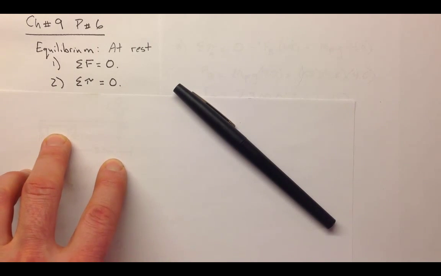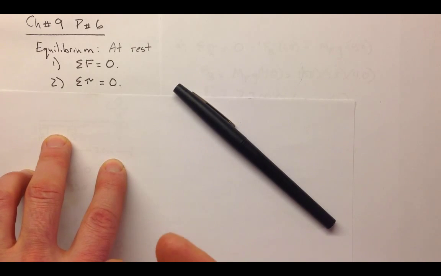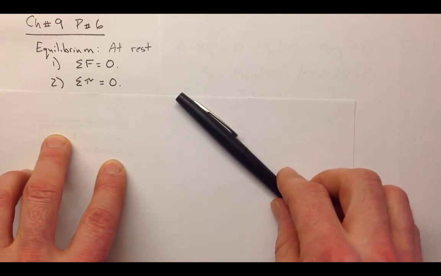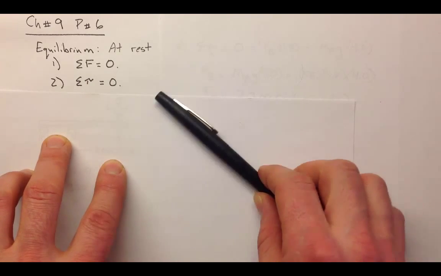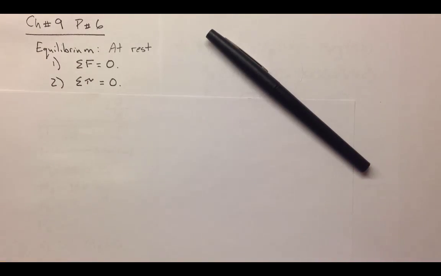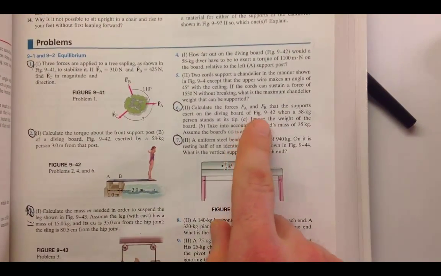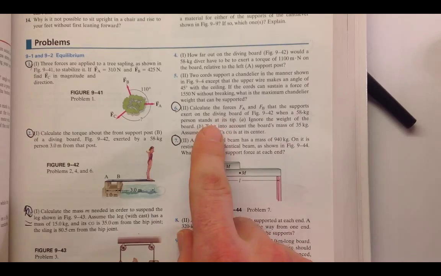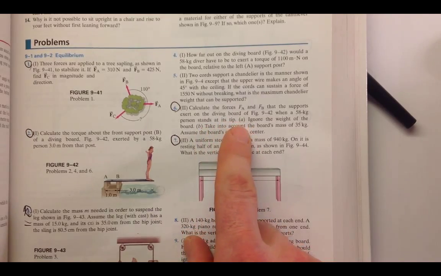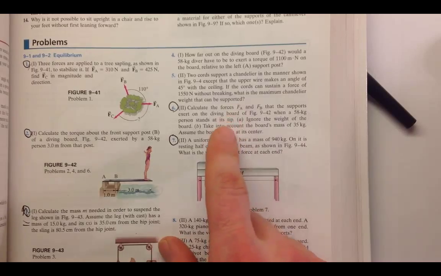Really, this chapter is about applying these equations a lot to a lot of different situations and learning how to solve problems with them. So the first problem we're going to solve tonight is problem number 6 here, and we'll show you a picture. It says calculate the forces F sub A and F sub B that the supports of the diving board in the figure represent when the person stands out on the front.